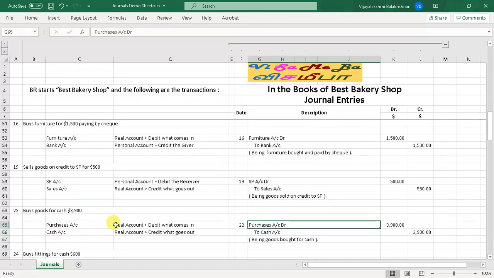The next transaction is buys goods for cash, $3,900. Now this is an example of a cash purchase where on one hand you receive goods, on the other hand you pay cash. So what's coming in? Goods are coming in, debit what comes in. What's going out? Cash is going out, credit what goes out. So both are real accounts. So purchases account debit to cash account, being goods bought for cash, $3,900.